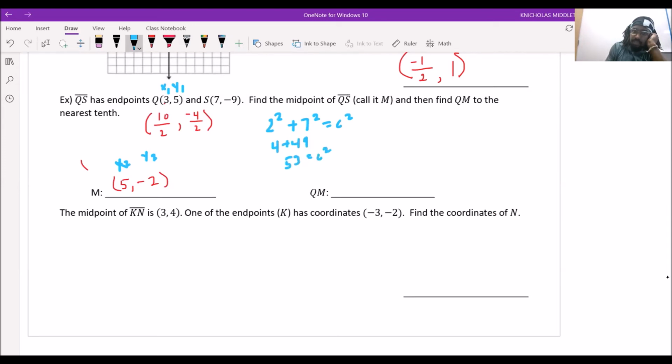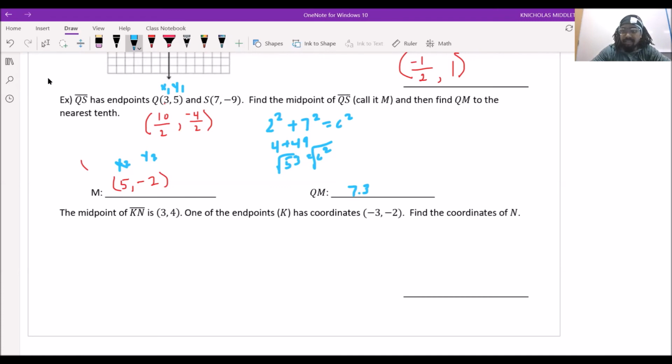So C squared is 53, and I can find out what C is by taking the square root of both. And I find that QM is radical 53, but the directions tell me to do it to the nearest tenth. Always read the directions and follow them, please. So that'll be 7.28, but to the nearest tenth, it's going to be 7.3. So we find out that QM is 7.3.